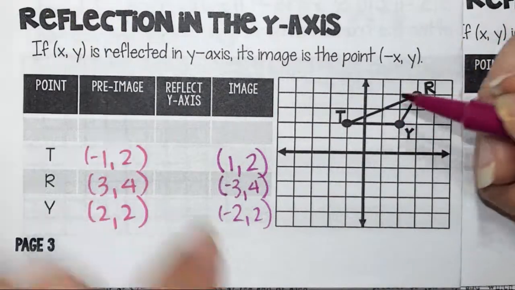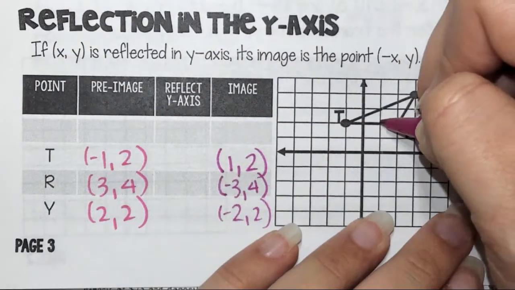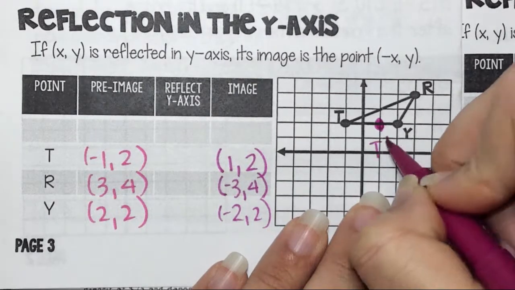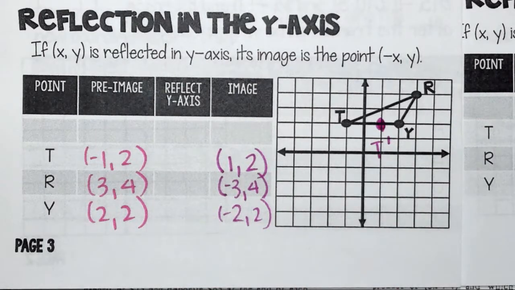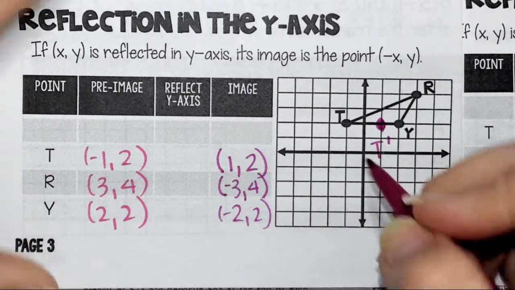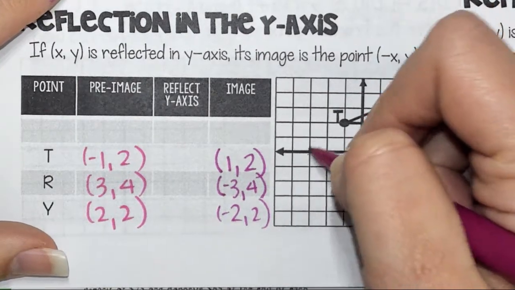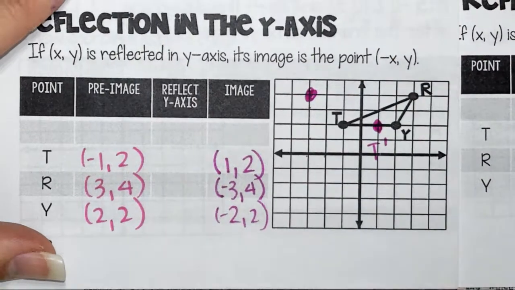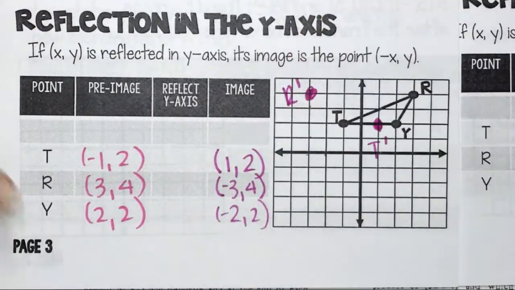cool. Okay, so now we need to label it. So 1, 2, you go right 1, up 2. What is that coordinate going to be called? It's not t anymore. What is it? T prime. Take a point. All right, what is our r? You're going to go left 1, 2, 3, up 1, 2, 3, 4. What is this going to be called? R prime. Take a point.